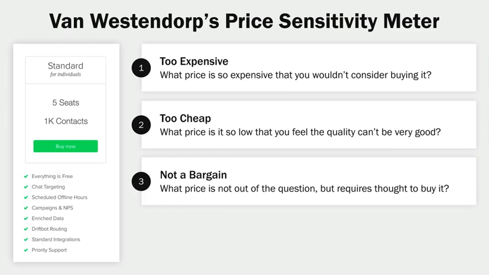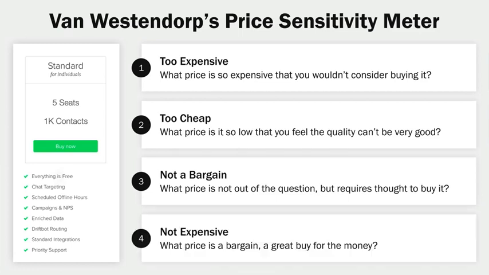The third question is, at what price would you consider the product starting to get expensive, so that it is not out of the question, but you would have to give it some thought before buying it? This is called not a bargain. And the last, at what price would you consider the product to be a bargain, a great buy for the money? This is called the not expensive line.